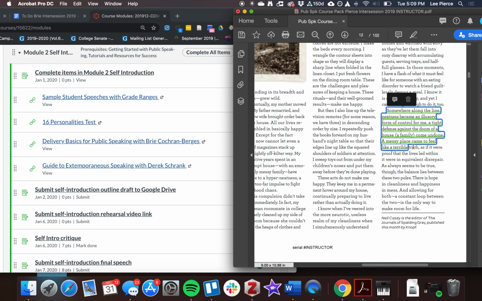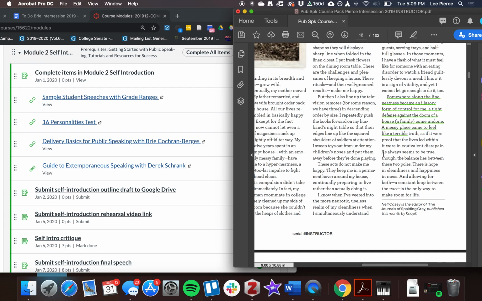So it just wraps up the central idea by restating it, and then it ends with a thoughtful closing statement. As always seems to be true, the balance lies between there is hope and cleanliness and happiness and mess, and allowing for both is the only way to make room for life, right? So there's a little bit of a lesson at the end, but it's very subtle, and again, the speaker stays very close to their own personality.